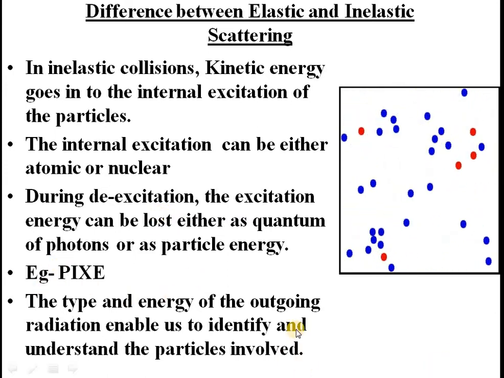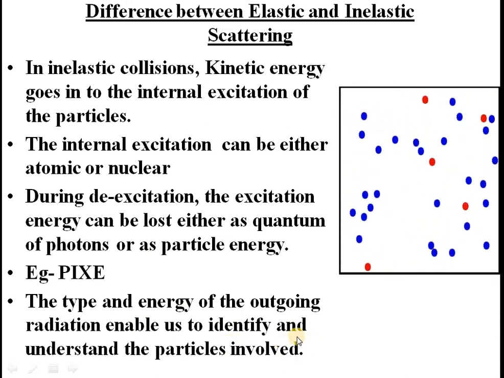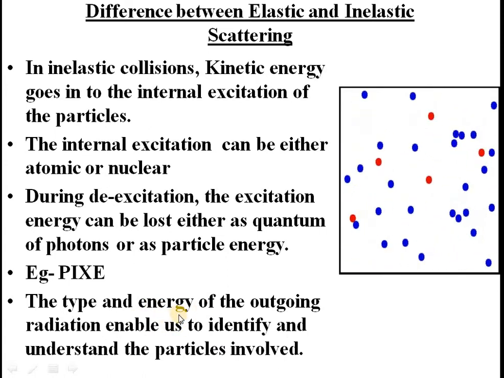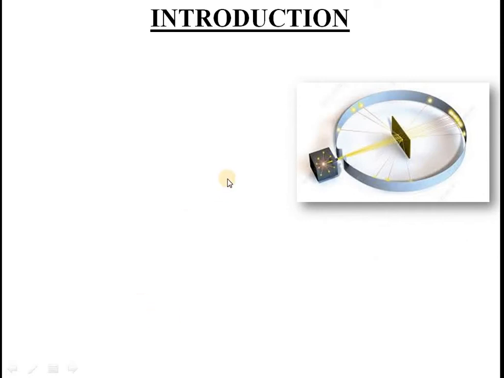That is what we measure. The type and energy of the outgoing radiation enable us to identify and understand the particles involved. And of course, this is the basic essential principle of PIXE. But in RBS, we make use of the elastic scattering phenomenon. That means no internal excitation takes place.